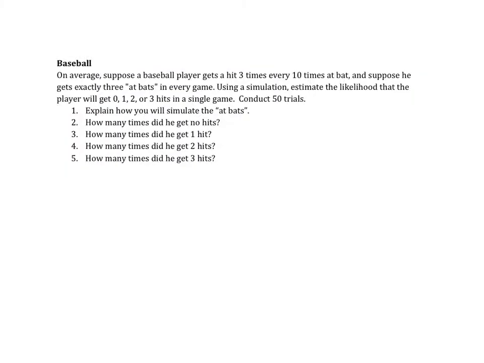Alright, on average, suppose a baseball player gets 3 hits every 10 times at bat, and he gets exactly 3 at bats every game. I'm going to do 50 trials, which is crazy, but I'll demonstrate how to do it. So 1 through 3 is a hit. 4 through 9, including 0, that'll be 10. No hit. And you get 3 at-bats in a game.